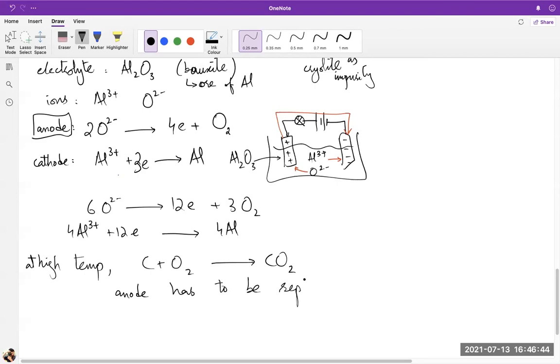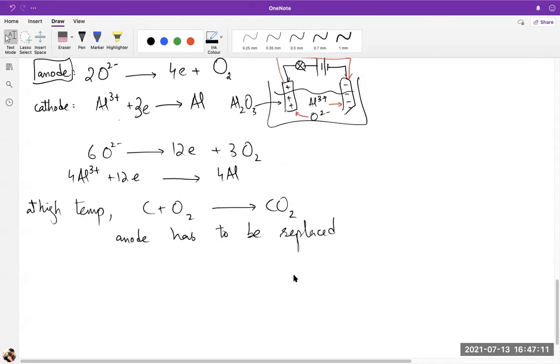But that's fine. Carbon is really, really cheap. Sure, carbon dioxide is dangerous for the environment in higher amounts. But the anode has to be replaced, so we keep on doing this. We keep on getting aluminum. We keep on making aeroplanes. We keep on making window vanes. We keep on wrapping our sandwiches. And it's all because we have the power of electrolysis.